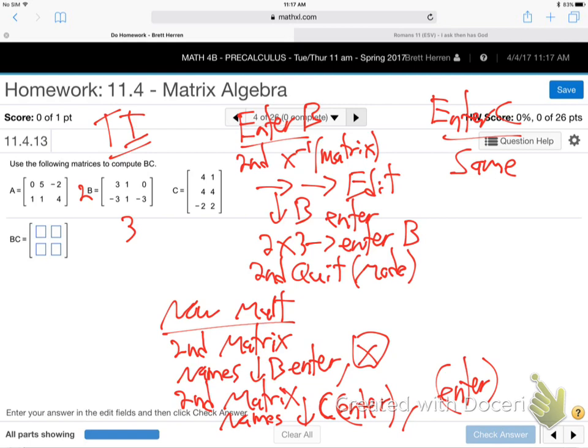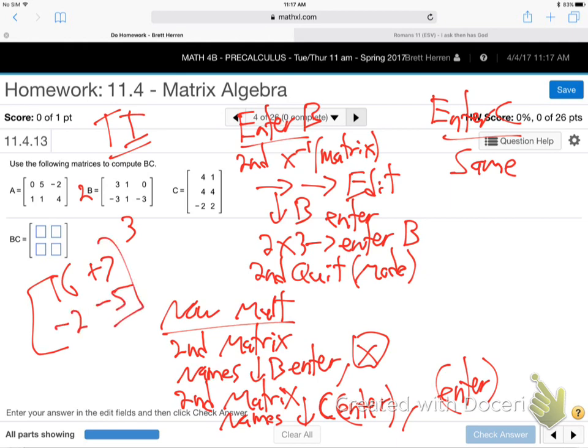I just hit the normal old times button. B times. Then go back to matrix menu again. Second matrix. Name C. Go down to C. Enter. B times C. Enter one more time. There it is. Much easier than all the painful work we went through. That answer. So there's the steps. There's the answer. What was that answer again? It was 16 minus 7? Positive 7? What was the bottom?